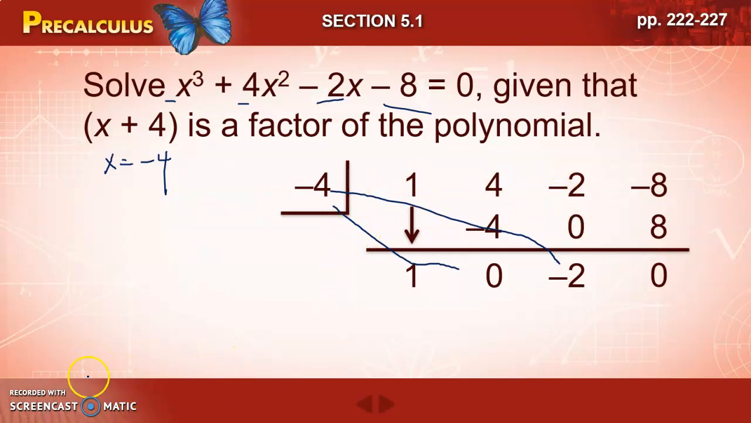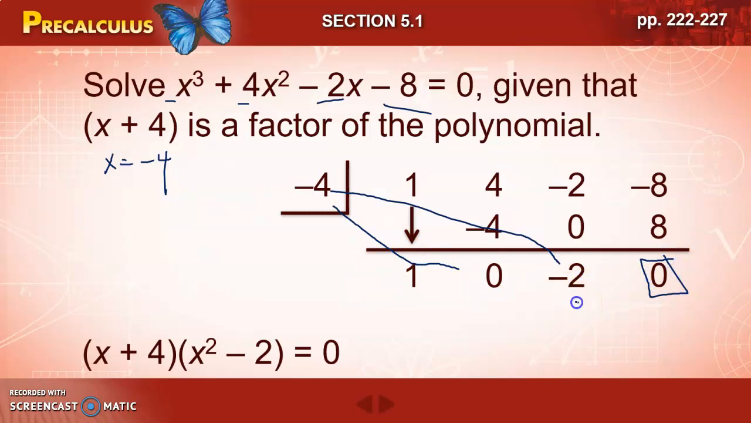All right, so we know that x plus 4 is one of our factors, and now we have our depressed polynomial. This is the remainder. We don't write that. This becomes our constant term. This becomes our linear term. This becomes our squared term, and if we had more, we would continue x cubed, x to the 4th, so forth and so on.